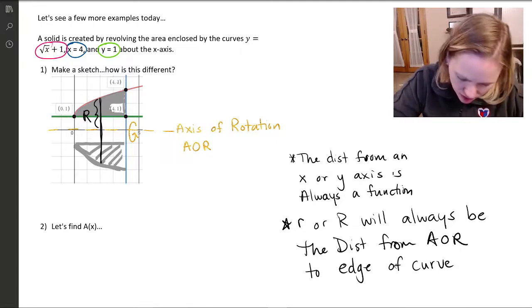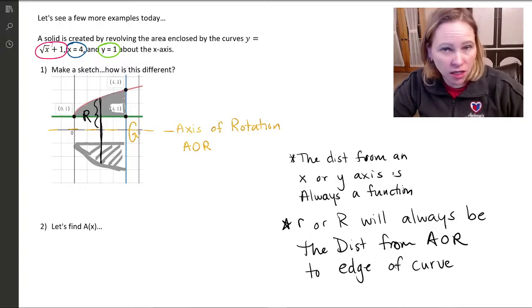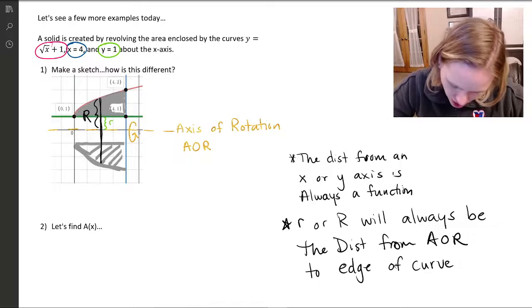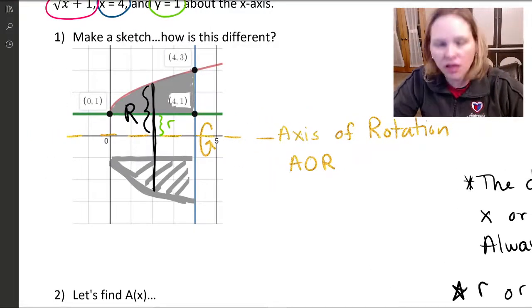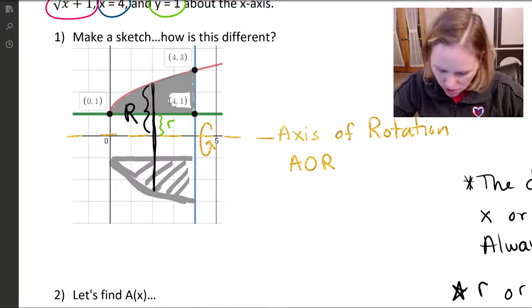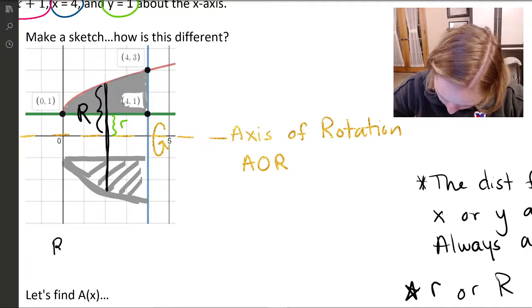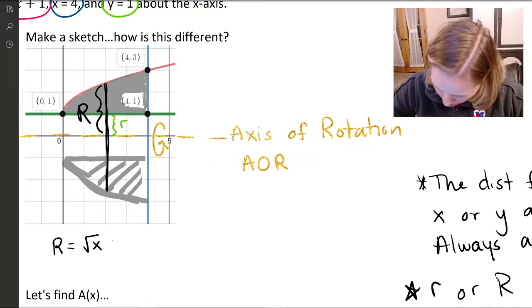Little r is the distance from the axis of rotation to the inner edge. So that's this distance here. This is little r. So if I zoom in, big R goes to the outside, little r goes to the inside. Little r is the distance of the empty space, right? So let's think about this. Big R is going to be that function, square root of x plus 1.